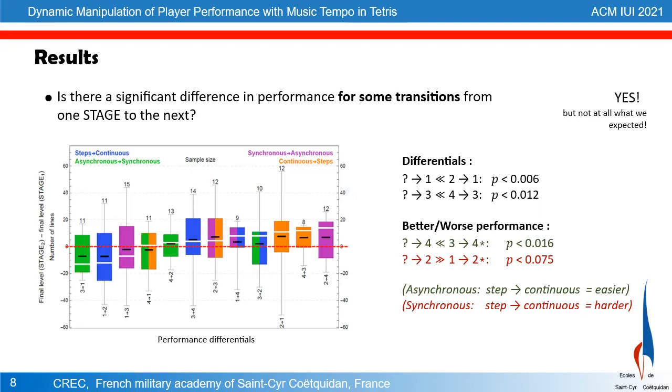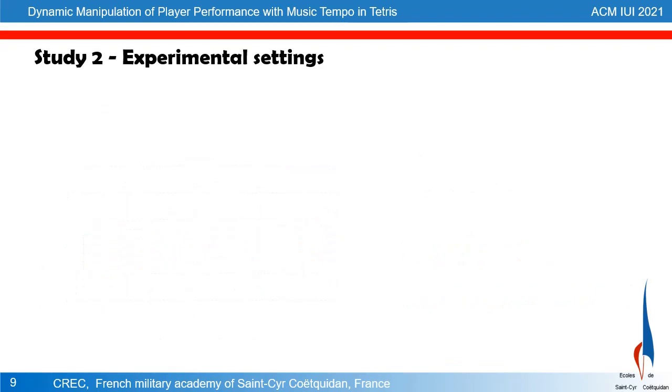These results are very surprising. A synchronous tempo does not help the player. On the other hand, asynchronous tempo seems to help the player, while we assumed the opposite. To verify these results, we set up a second experiment.